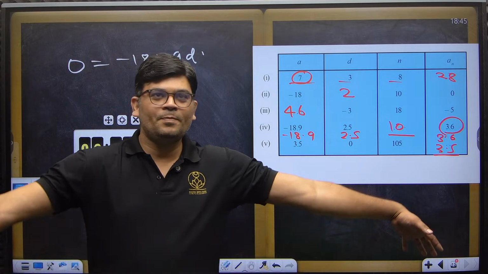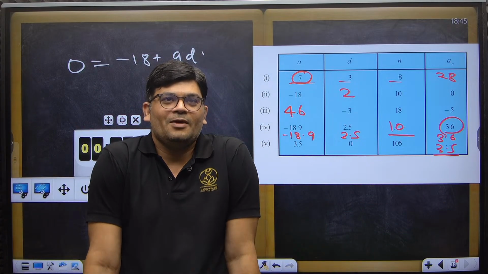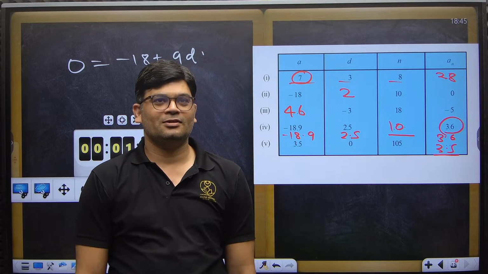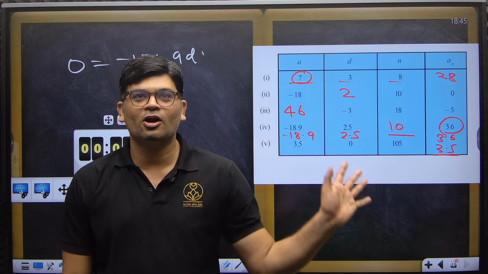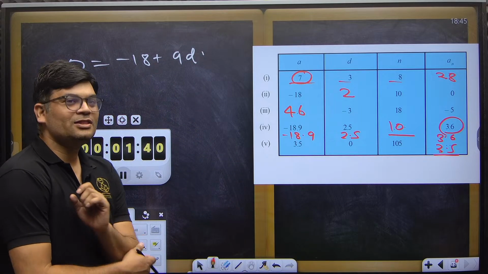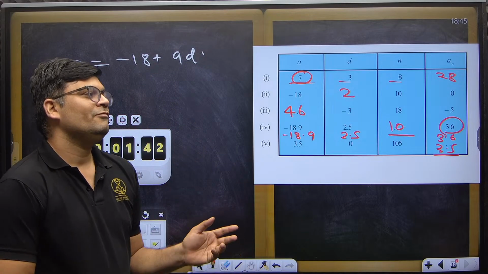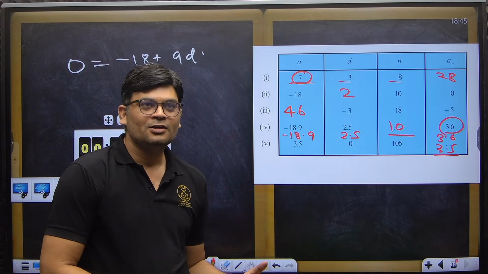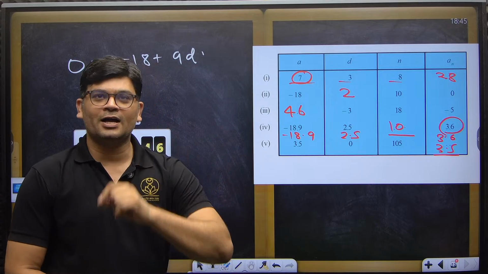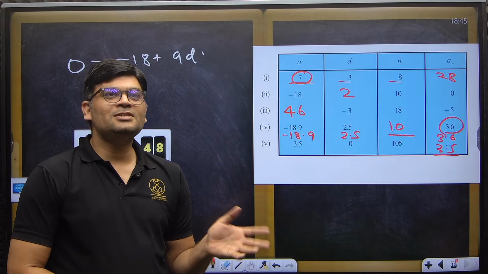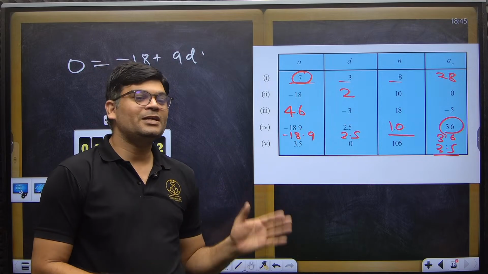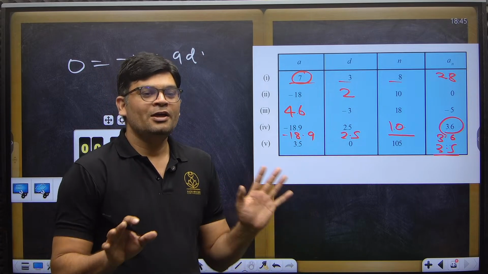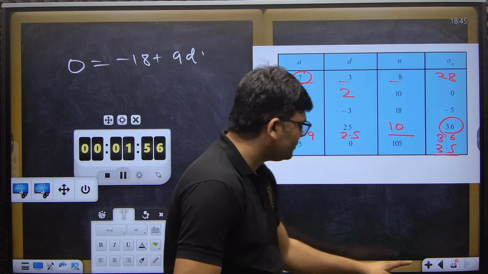Because the AP is going nowhere. In the AP, the jump is 0 only, so it will just vibrate. The AP will just vibrate, it will not go anywhere. You can think of AP as a car which has got a certain speed. So the common difference is the speed of the car. If the speed is negative, the car will go back. If the speed is positive, the car will go front. If the speed is 0, the car will vibrate at the same place.